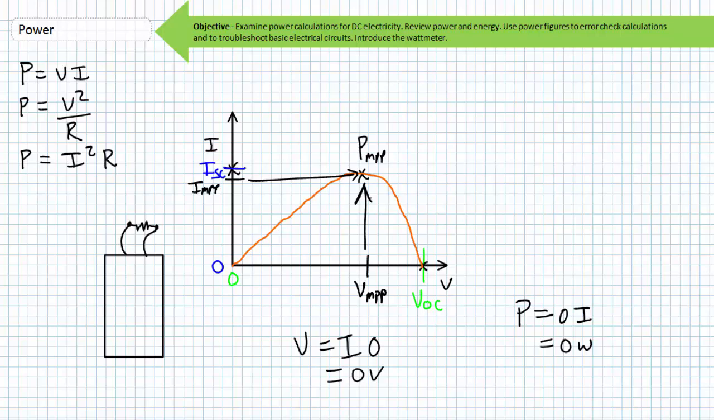In conclusion, this lecture took a close look at the different permutations of power calculations for DC power, sometimes collectively known as Watt's laws. We reviewed power and energy calculations and used the fact that power in always equals power out to error check calculations and troubleshoot basic electrical circuits. We introduced a common device used to measure power, the wattmeter. Additionally, we had a preliminary discussion of the importance of power calculations related to the transmission of power and alternative energy sources. Remember to review these concepts and practice these techniques as often as you need to really drive it home. Imagine how well lab will go if you know what you're doing.